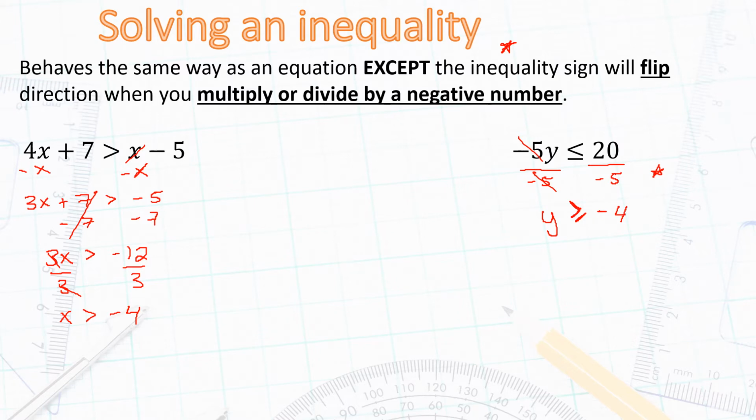So the big thing to note is when you multiply or divide by a negative number, the inequality sign is going to flip over. So write that down in your notes, star it, circle it, highlight it. You need to remember that if you multiply or divide by a negative number, you are going to change the inequality sign.